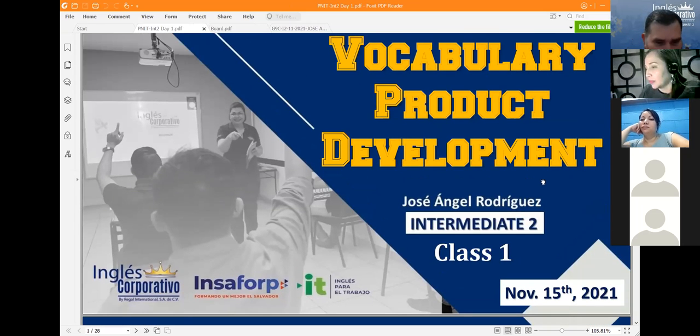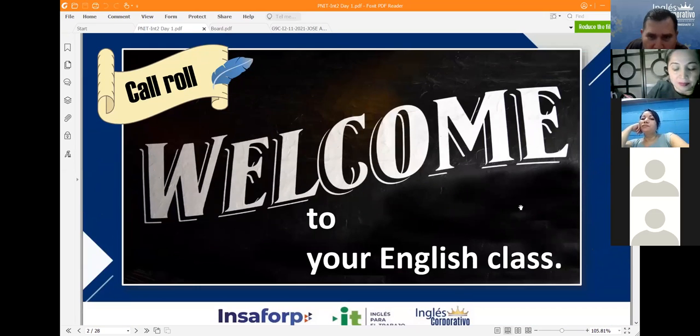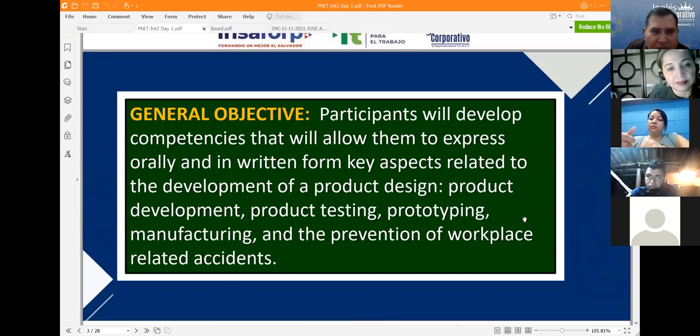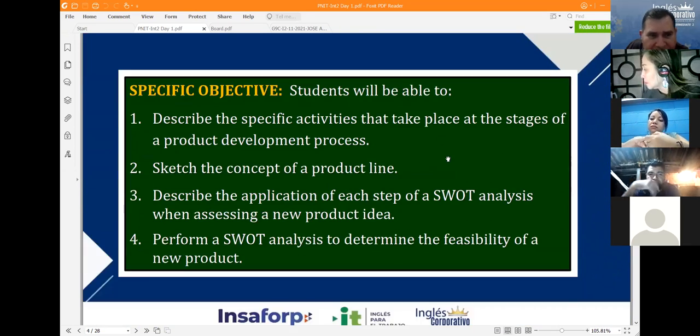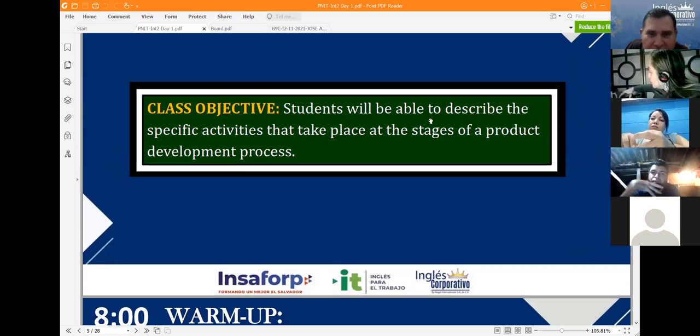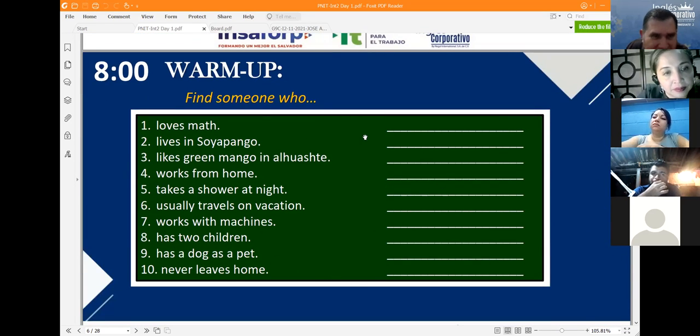As I was telling you, the topic for tonight is vocabulary: product development. Okay. I say, welcome to your English class. This is the general objective. The specific objectives and the class objective: students will be able to describe the specific activities that take place at the stages of a product development process. Okay. And this one is the warm-up.